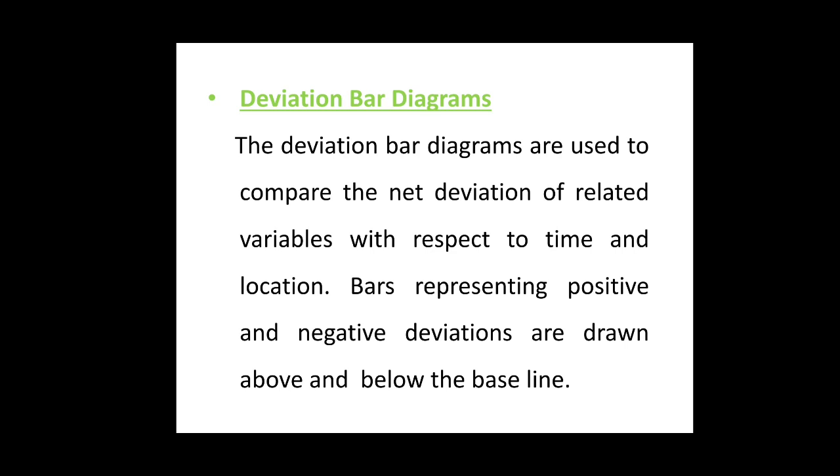Thus, deviation bar diagrams are used to compare the net deviation of related variables with respect to time and location. It means that the deviation bar diagrams are used to represent net changes in data. Such bars can have both positive and negative values. Positive values are shown above the baseline and negative values are shown below the baseline.